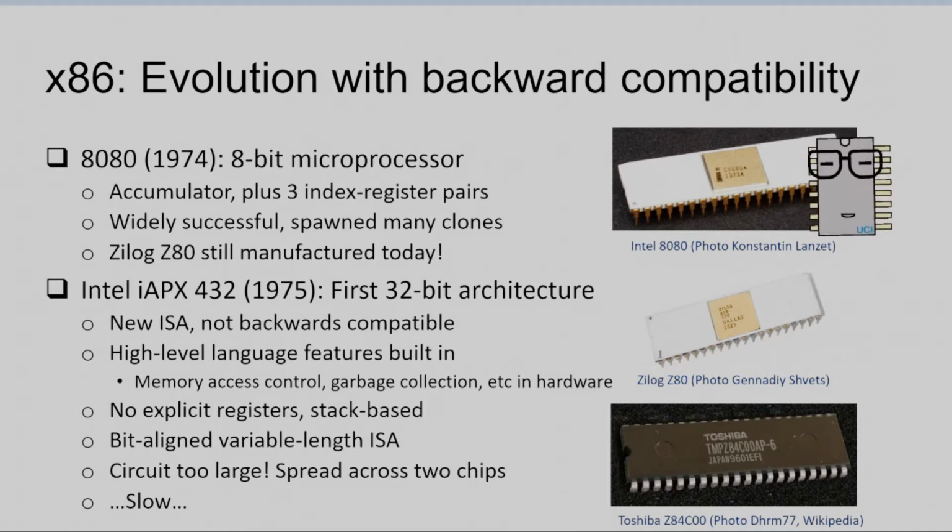And one of the clones was built by a new company at the time, Zilog, which was founded by a bunch of former Intel employees, incidentally. They created this expanded, backwards-compatible version of the Intel 8080 called the Zilog Z80. And it is absolutely still manufactured today. It's used in a lot of embedded systems. It's all over the place.